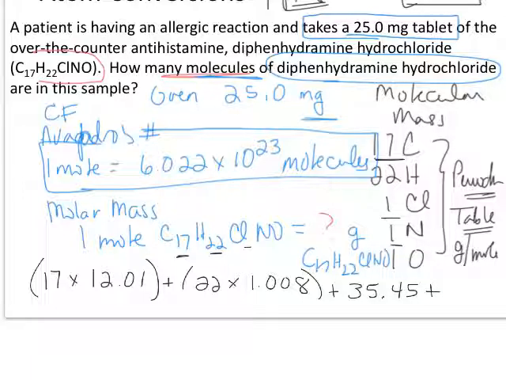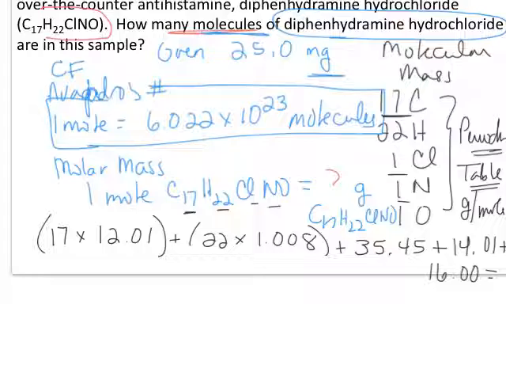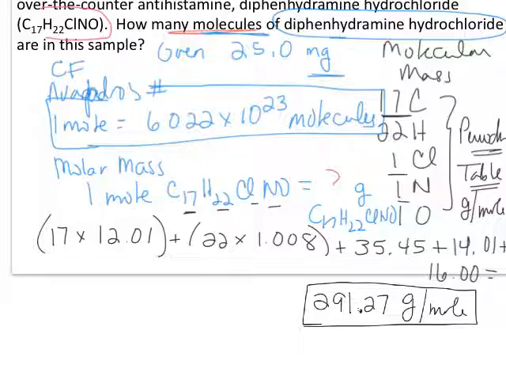How many nitrogens? 1. That number is 14.01. And then how many oxygens? 1. And that's 16.00. And you add that all up. And it's molecular mass, that's grams per mole. And you add that up and you should get 291.27 grams per mole. So for 1 mole of diphenylhydramine hydrochloride, there are 291.27 grams. That's its molar mass. So that gives us a second conversion factor right here.